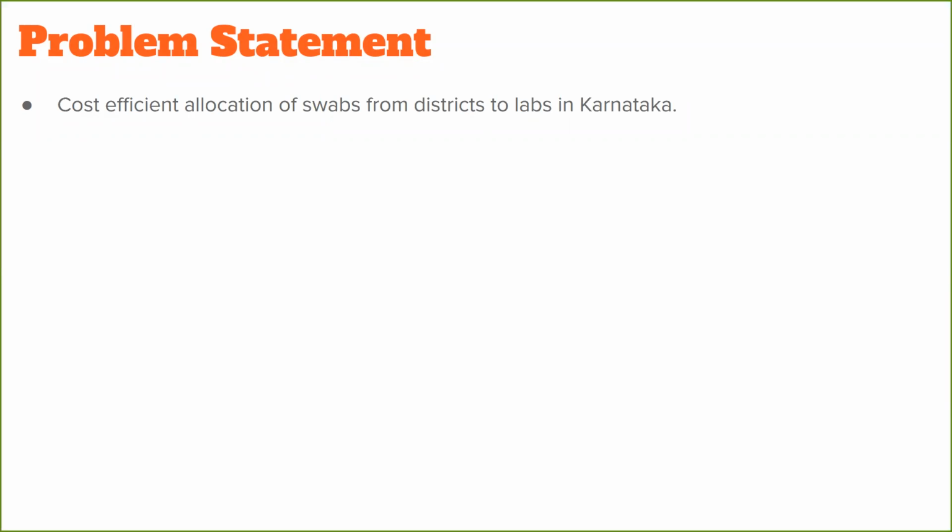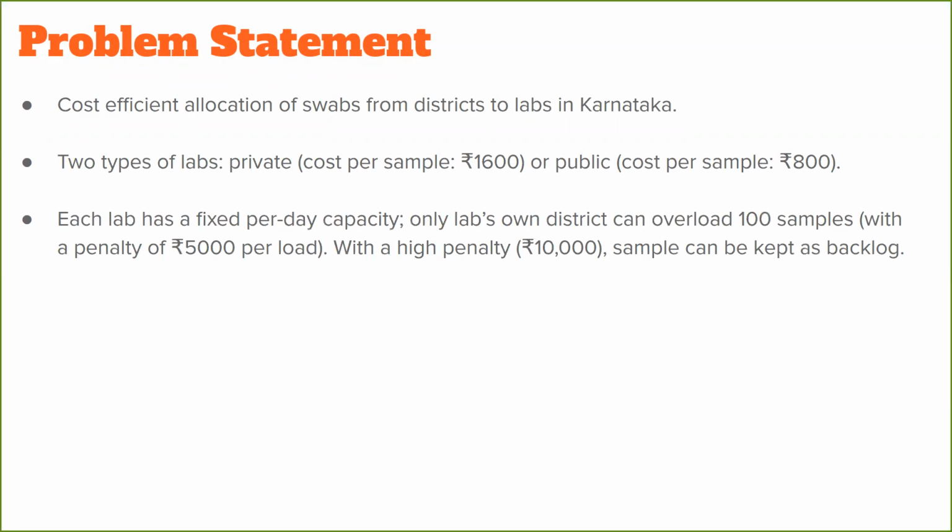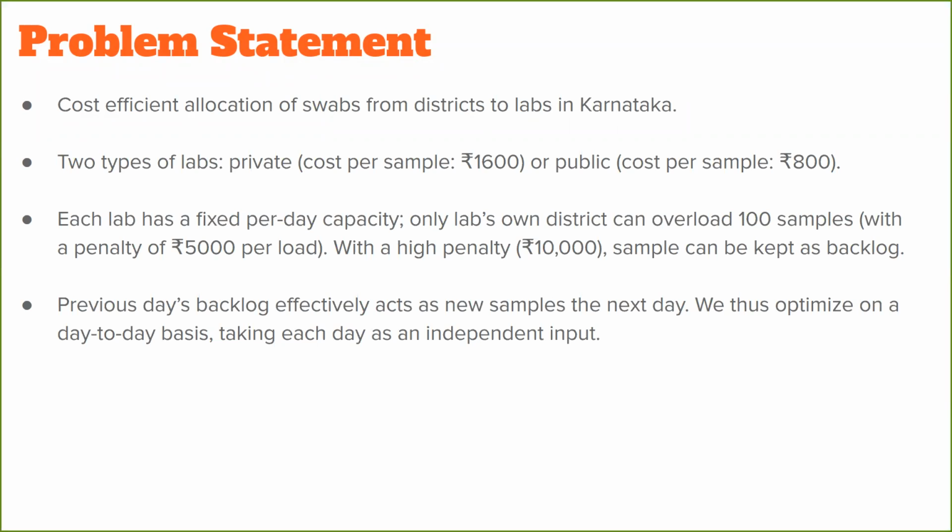Now, Karnataka has 30 districts, which shall more or less remain static. COVID samples are first stored at a district headquarters and later distributed to labs within the district or outside. Labs are either government or private. Each lab has a fixed per day capacity, above which only the district where the lab exists can overload up to 100 samples with a penalty of rupees 5,000 per sample. With a high penalty of rupees 10,000, each sample can be kept as backlog at the district headquarters to be processed the next day. We thus optimize on a day-to-day basis.